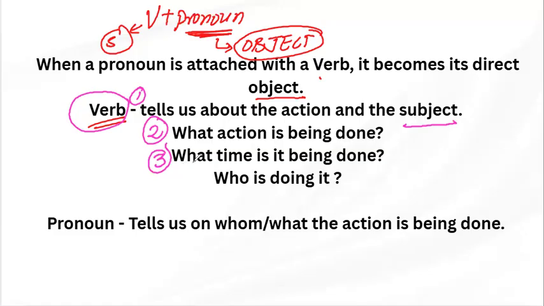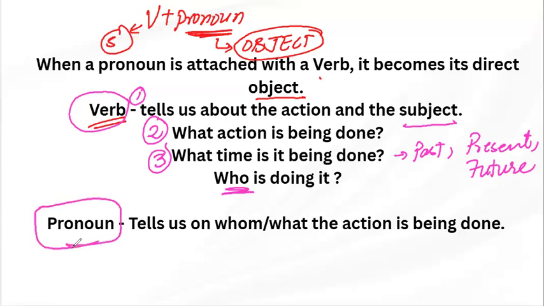And the third thing, it tells us what time it is being done. Was it done in the past? Was it done in the present? Or will it be done in future? And it tells us who is doing it. The pronoun attached to the verb tells us on whom or what the action is being done. Okay? If it's not clear, we will look at some examples and things will become very clear, inshallah ta'ala. Okay?